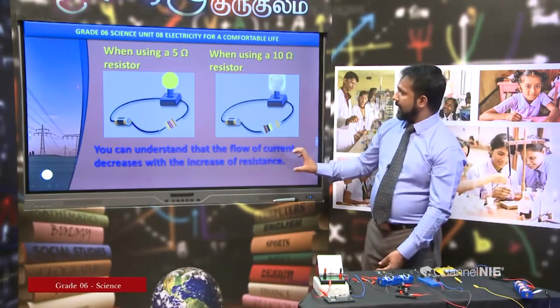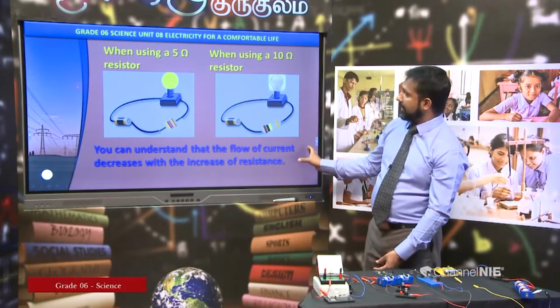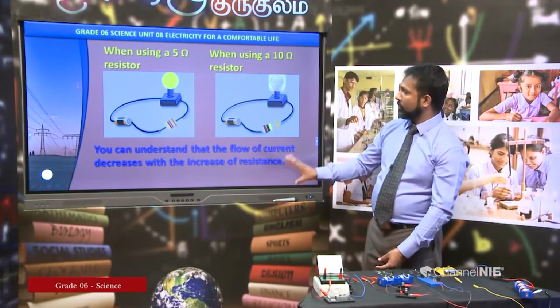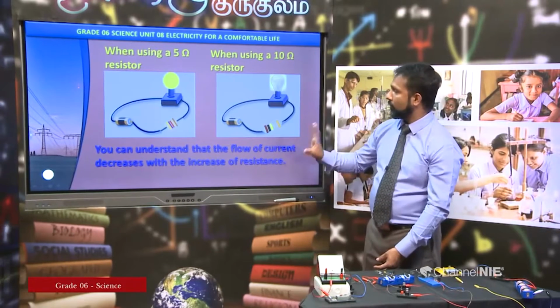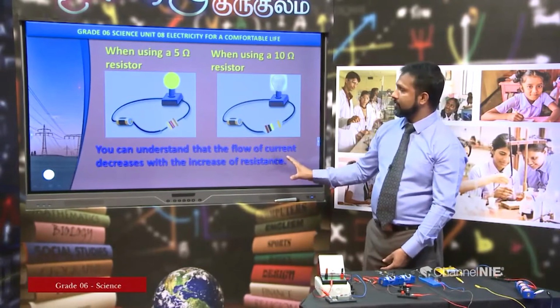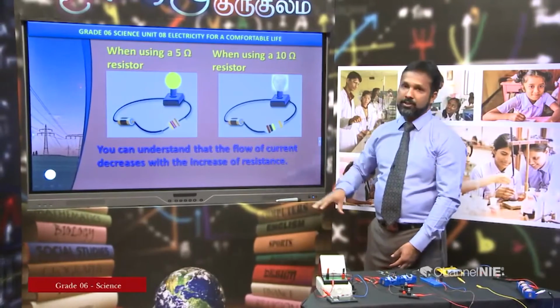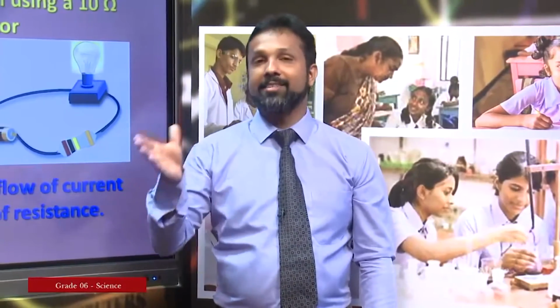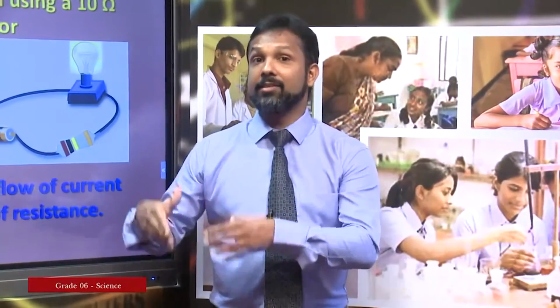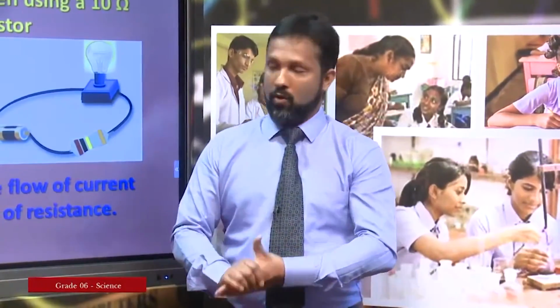You can understand that the flow of current decreases with the increase of resistance. Flow of current decreases with the increase of resistance. When the resistance is low, flow of current is high. Resistance is high, flow of current is low. Right.